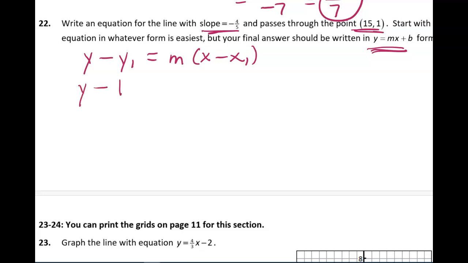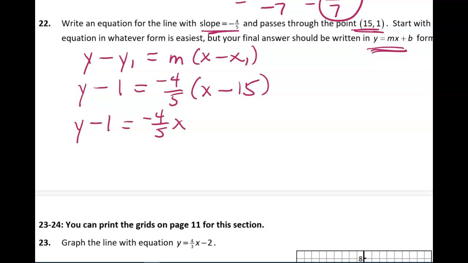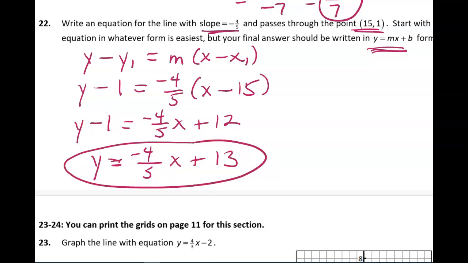So y minus the y value of the point, which is 1, equals the slope, -4/5, times x minus the x value of the point. So now we have y minus 1 equals -4/5 x, and then 1/5 of 15 is 3, so 4/5 is 12. And a negative times a negative is a positive. Be real careful when you distribute. Now we're going to add 1 to both sides. That gives us y equals -4/5 x plus 13, and that's our final answer.